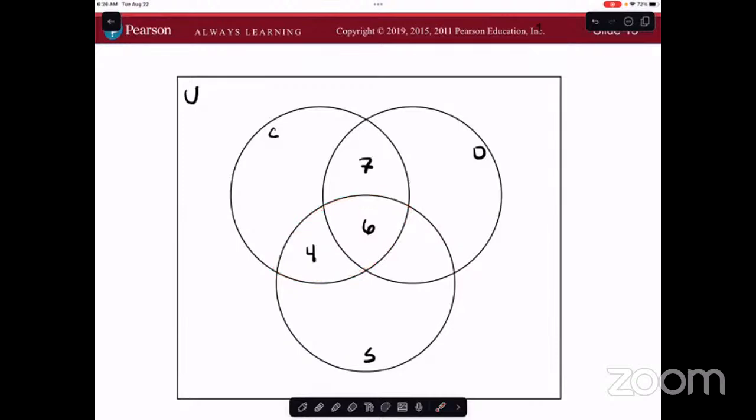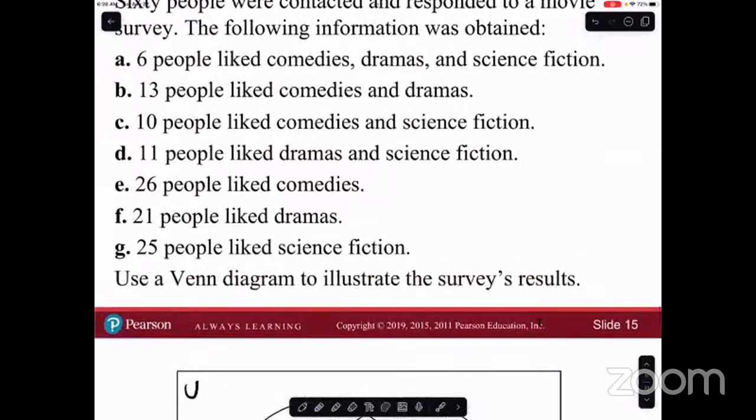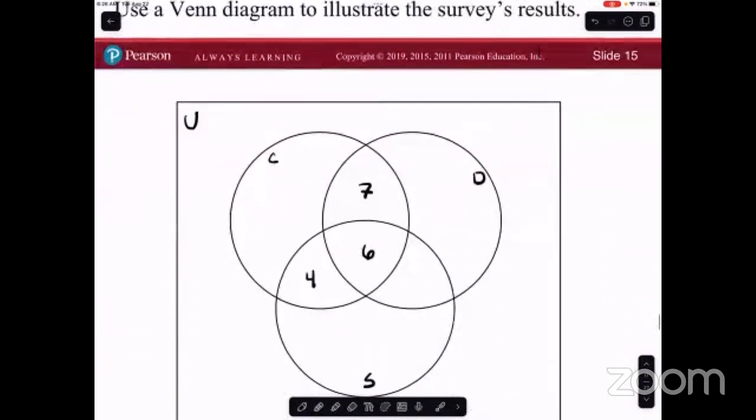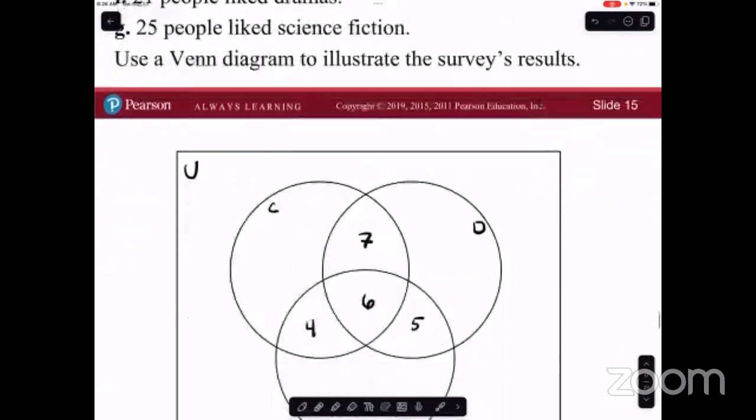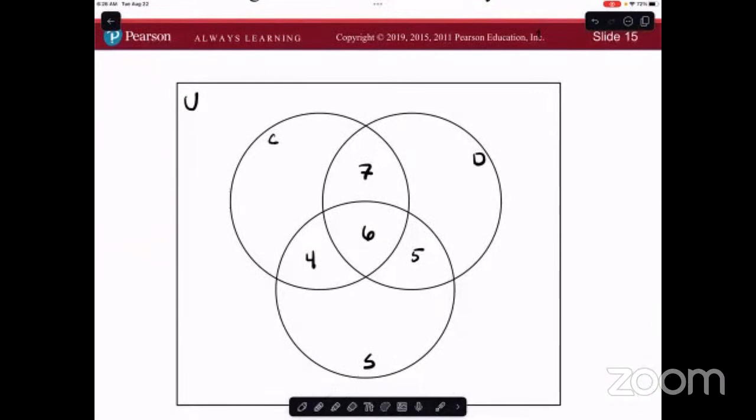11 people like dramas and science fiction. Dramas and science fiction are going to be these 2 regions. So we have 5 unaccounted for. 26 people like comedies. So the comedy circle needs a total of 26. If we start subtracting, 20, 13, 9, right? So I think there's 9 unaccounted for in this region.